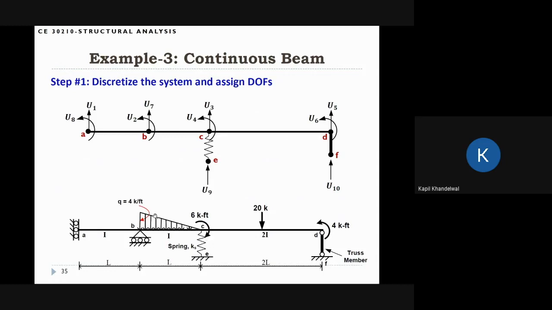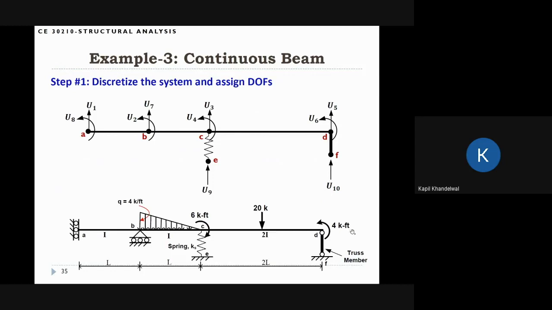This distributed load contributes to the fixed end forces. And this vertical force here also contributes to the fixed end forces. So this directly does not apply to the nodal force. And again, this 4 Kip fit is acting in the 6th degree of freedom. So this is actually P6.